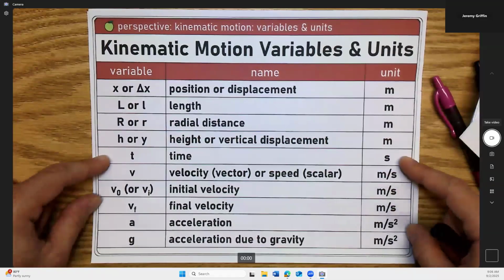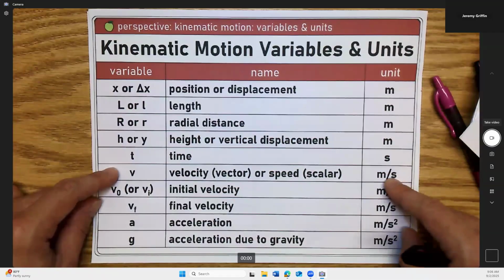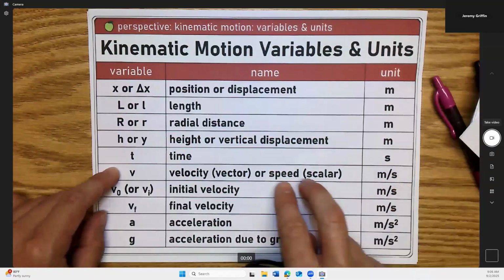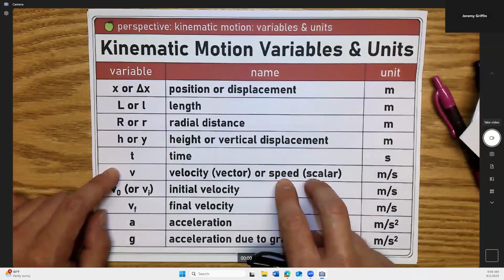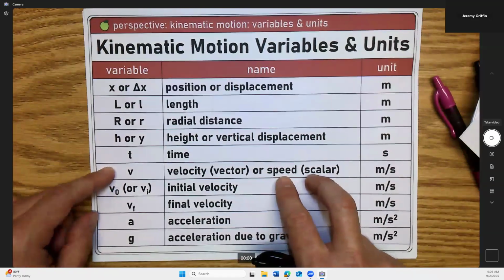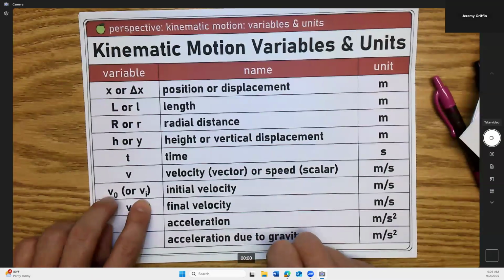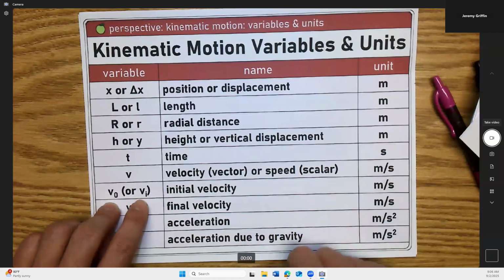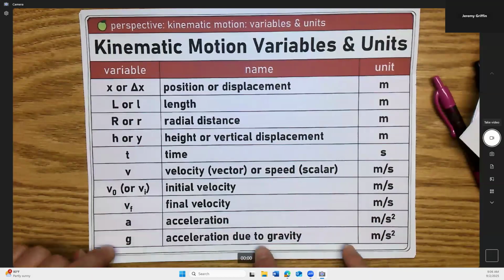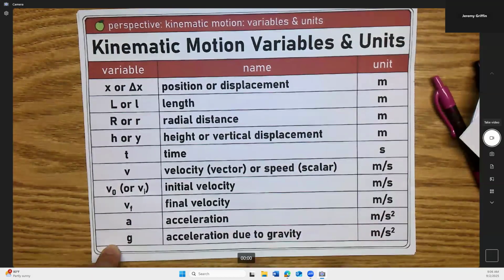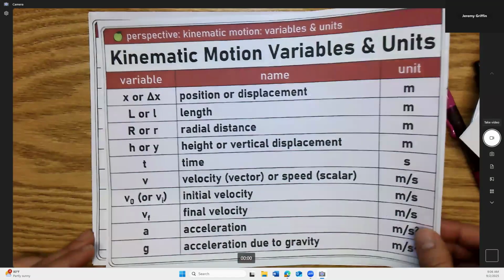Time is taken along in seconds. We see V, velocity, could be meters per second. Same concept as miles per hour. Sometimes I'll say speed, but speed really I'm just talking about the magnitude, like how fast, but not necessarily direction. If you see the subscripts, I like V naught. I've just always done it that way. Sometimes you see a V sub i for initial velocity, and then V sub f could be final velocity. A is acceleration, and lowercase g is a gravity field, which is also kind of acceleration. Got that too.